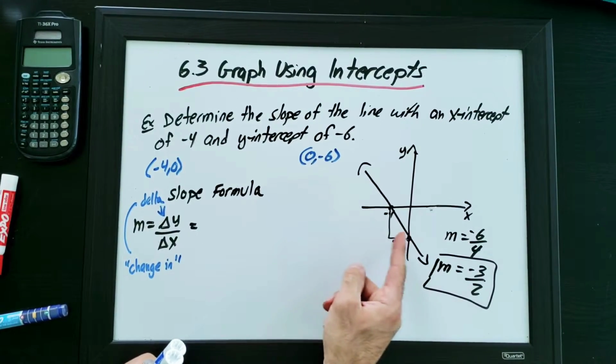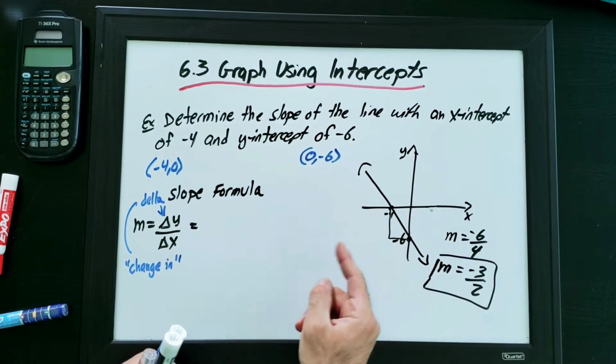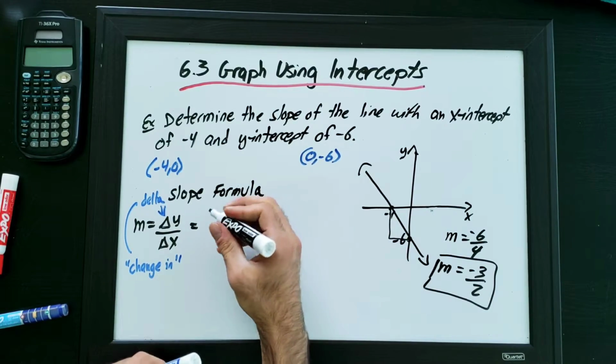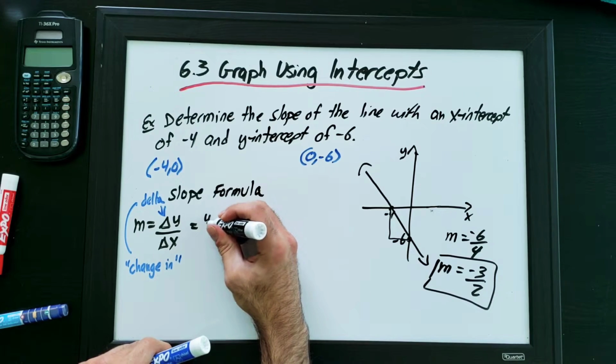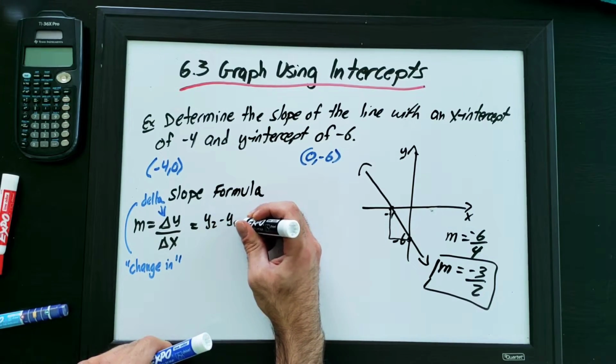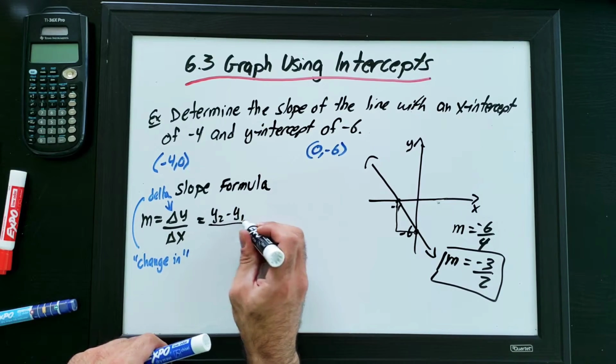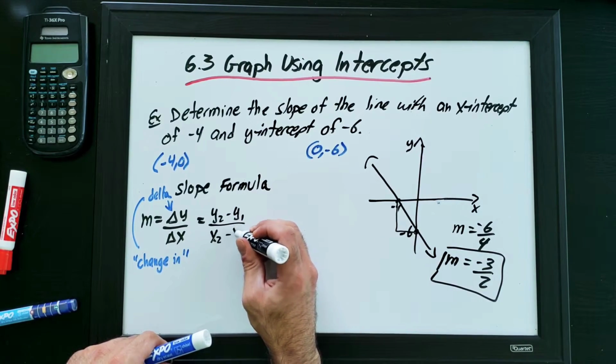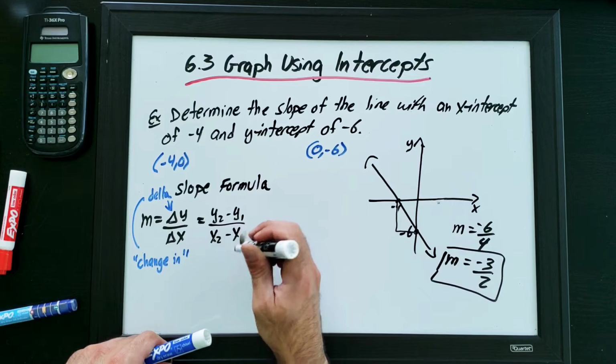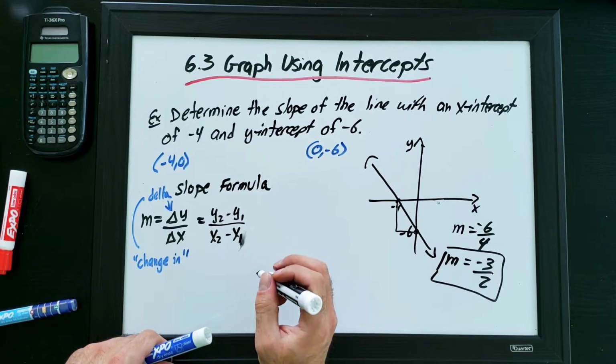How much is my y changing, and how much is my x changing? Okay, this can break down further into y2 minus y1. Take one y value, subtract it by the other. This is how you find change. And you do the same with the x's.